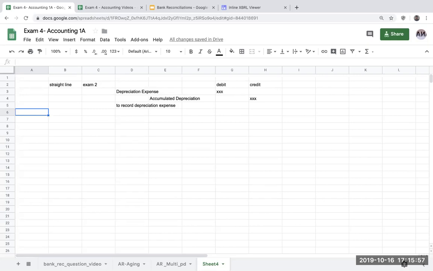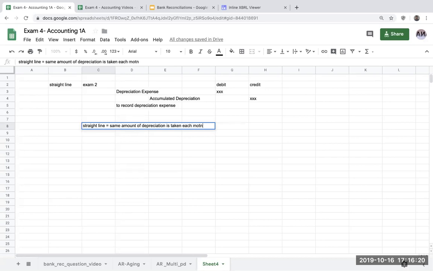Yes. Okay, so when you're going through depreciation, there's several different ways you can do it. There is straight line, meaning that the same amount of depreciation is taken each year, or you could even say each month. I'd probably say each year, right?